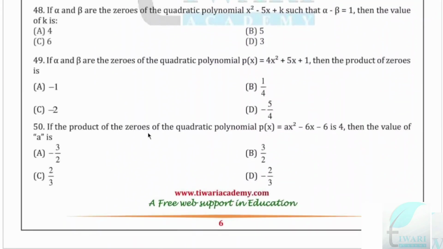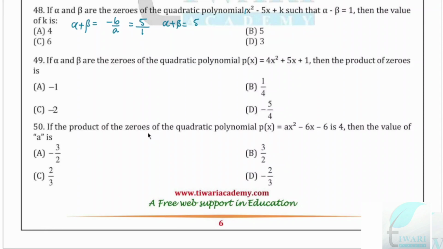Question number 48. If alpha and beta are the zeros of the quadratic polynomial x square minus 5x plus k such that alpha minus beta is equal to 1, then the value of k is what? To find the value of k, we should first find the values of alpha and beta. See, the sum of the two zeros, that is alpha plus beta, can be written as minus b by a. What is minus b by a? Minus b by a is minus of minus 5, that is equal to 5, and a is equal to 1, since x square is there. So alpha plus beta equals 5.